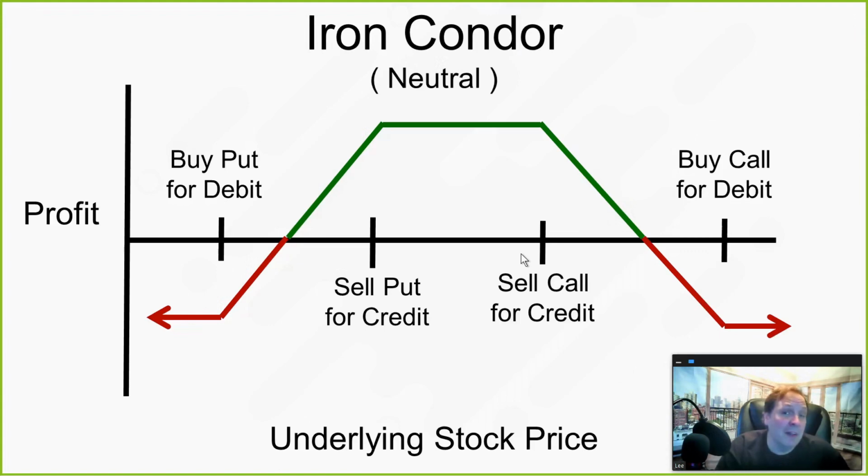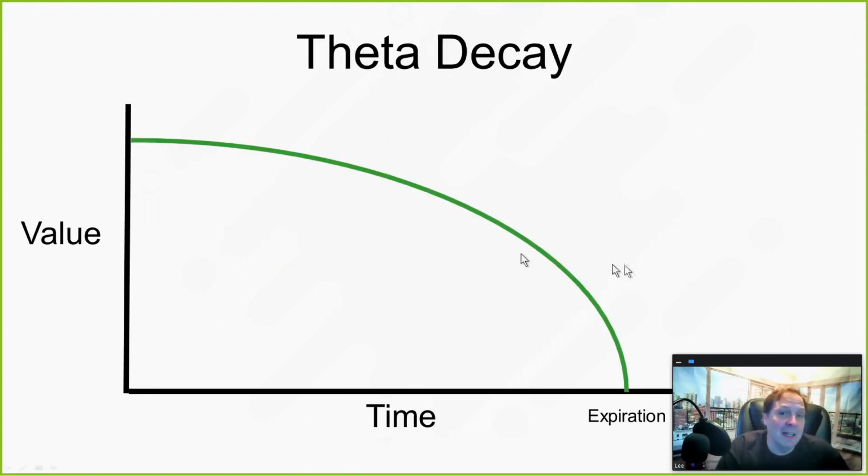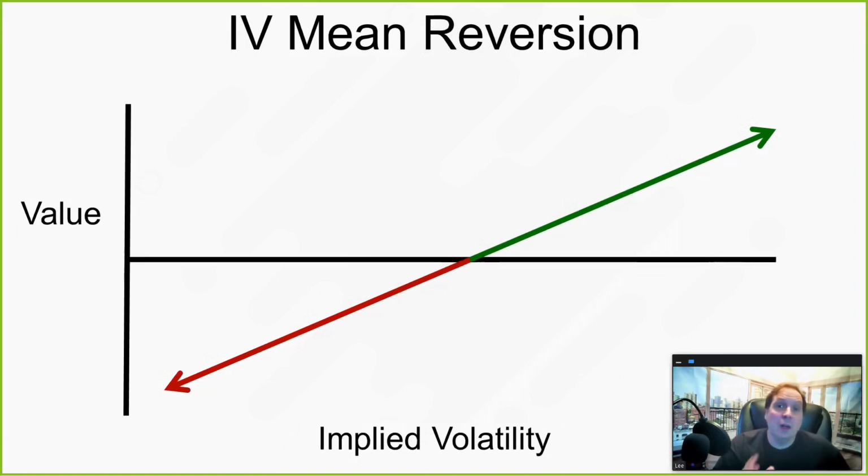Okay, but the thing that you have to remember is that theta decay is an important factor. If you are short on an option, or if you've sold a spread, then theta decay is working in your favor every day. And if you're long on a spread or you're long on an option, theta decay is working against you every day. And also you have IV mean reversion. So if you sell a spread or an iron condor while IV is high, then IV can go down, decreasing the value of your spread so you can buy it back for a lower price.